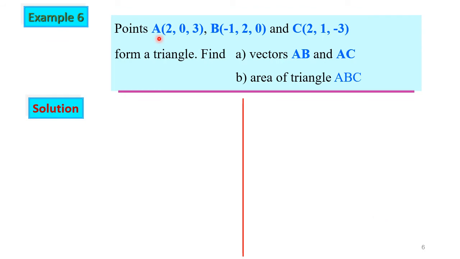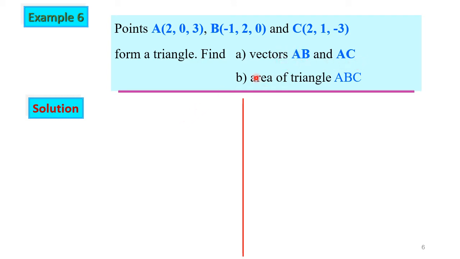Right, so next we move to the last example in this video, which is example 6. So given 3 points, that is point A, point B and point C. So these 3 points form a triangle. Okay, so first find the vectors AB and AC.